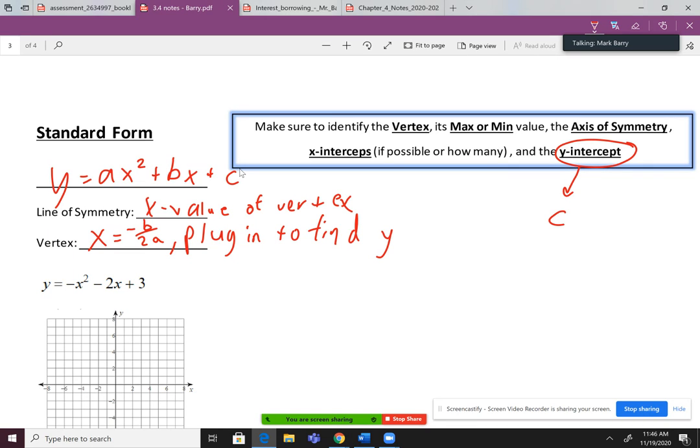Now you'll notice that the one letter that's still here from vertex form, other than x and y, is a, right? Do you guys notice a is still there? And good news, the a means the same thing as it did before, okay? So if a is positive, it opens up. If a is negative, it opens down. So that carries over from before, so that's nice.